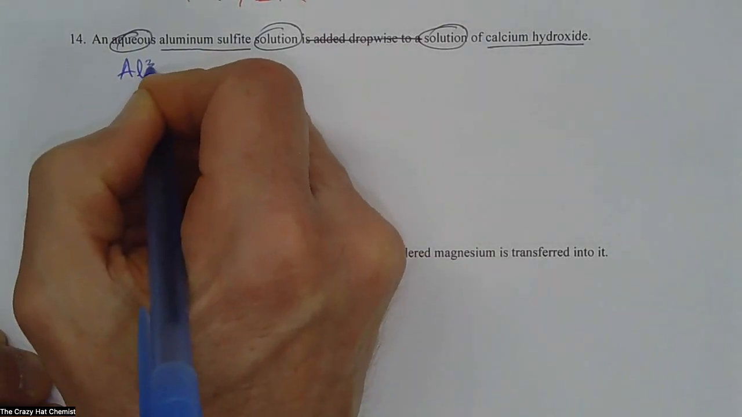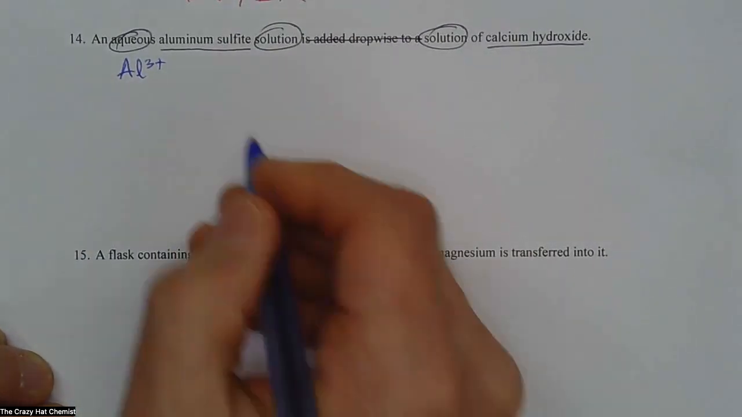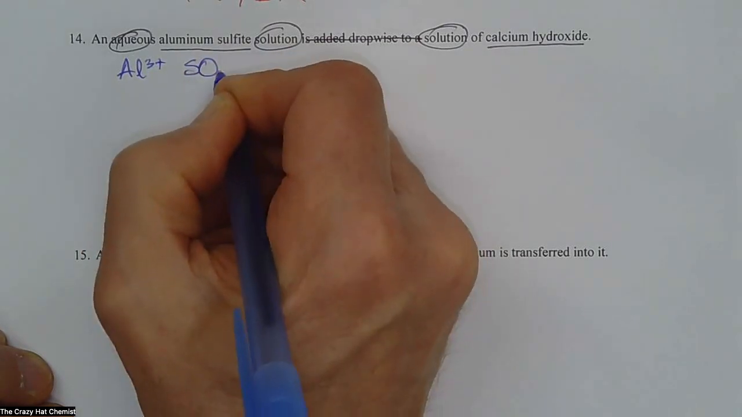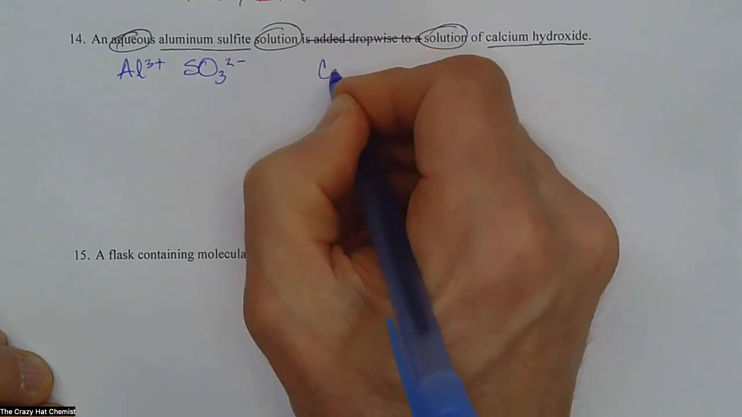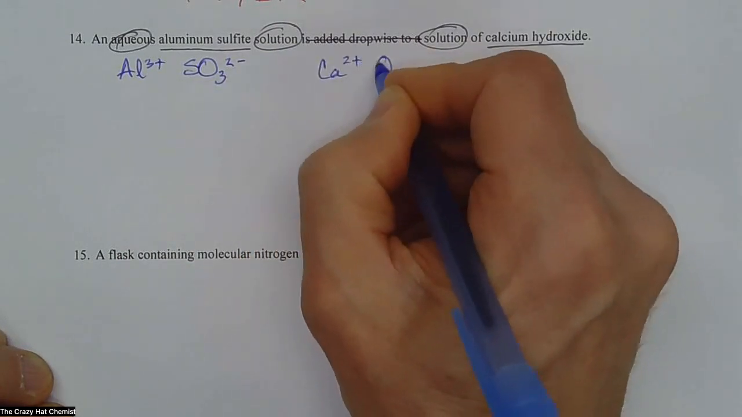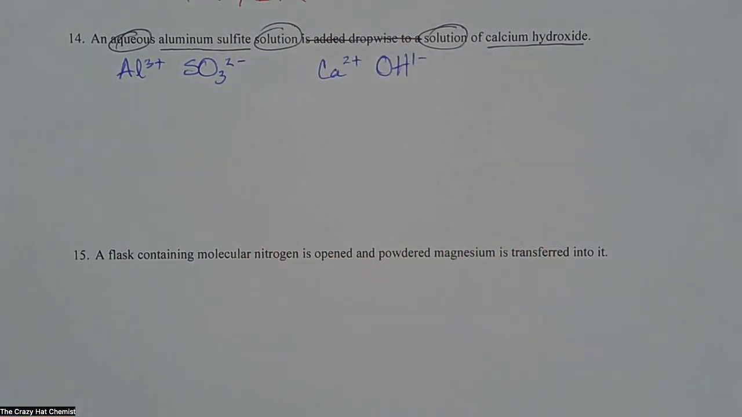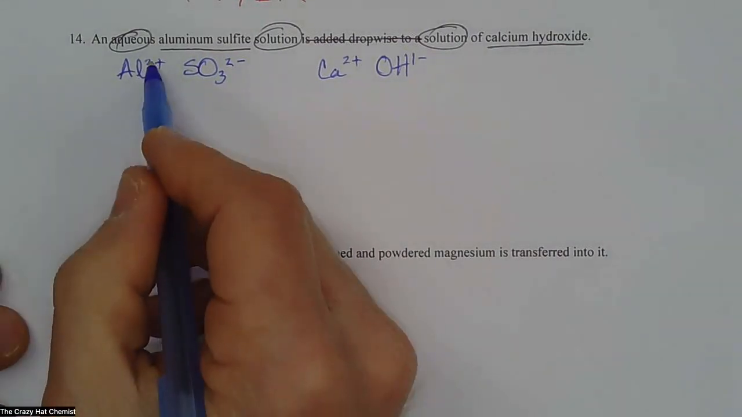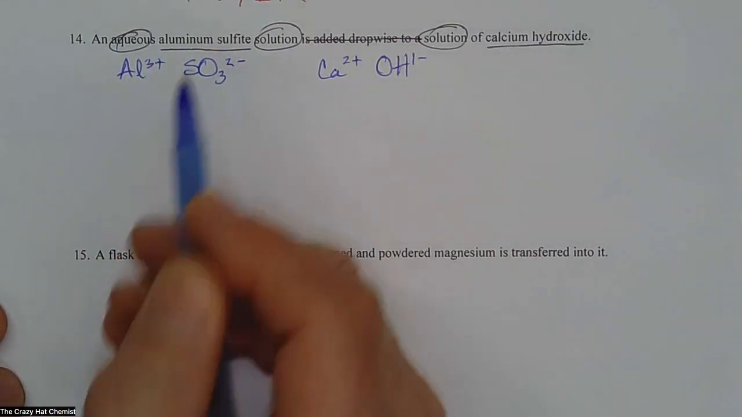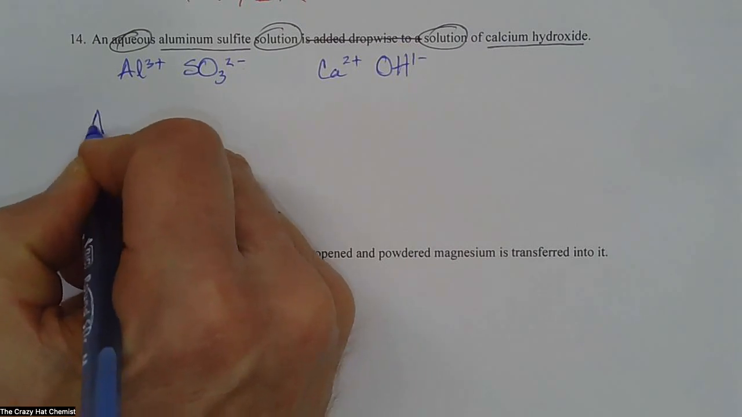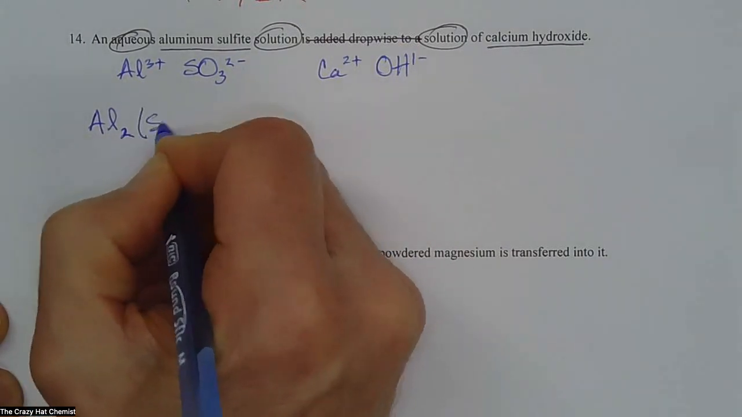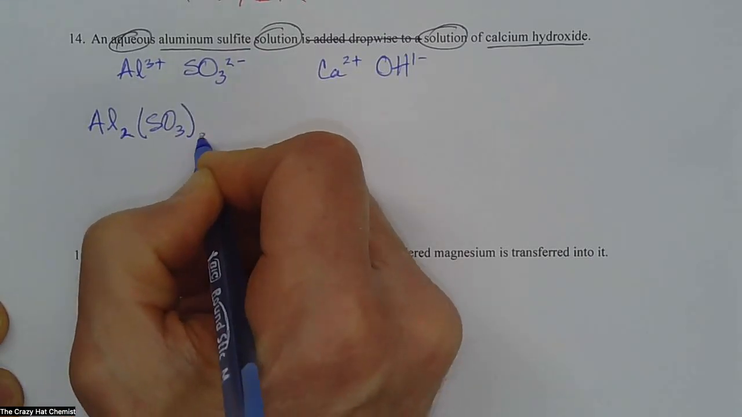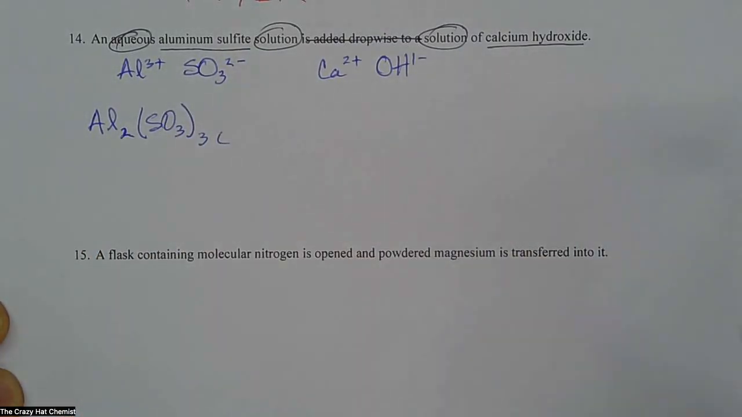Aluminum is a 3+ charge. Sulfite is a polyatomic ion, that's SO3 2-. And then calcium is a group 2+, and hydroxide is a polyatomic ion, just like that. So here we go. Absolute value of these two numbers. Take the bull by the horns, and I get Al2(SO3)3, and it says that it's a solution, so that means that this is aqueous.